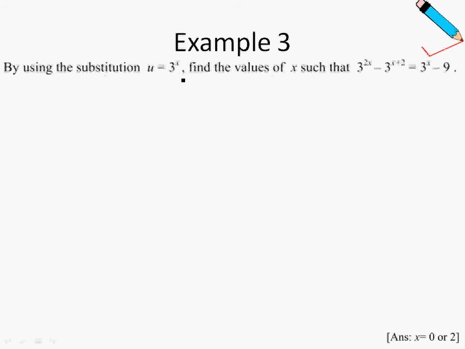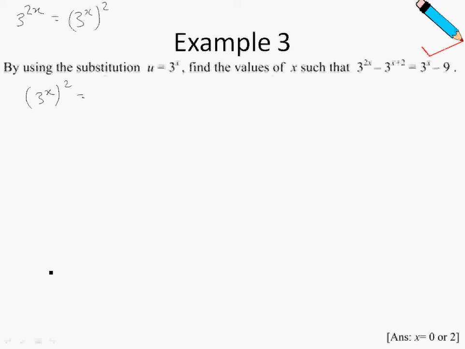Last but not least, in the third example, we want to make use of the substitution u equals 3 to the power of x to help us solve this equation. The first thing I want to do is to express all my terms in a very clear way, such that I can see 3 to the power of x. In the first term, let me do some side working: 3 to the power 2x is equivalent to (3 to the power x) squared. So I'm going to replace this term over here with (3^x) squared.